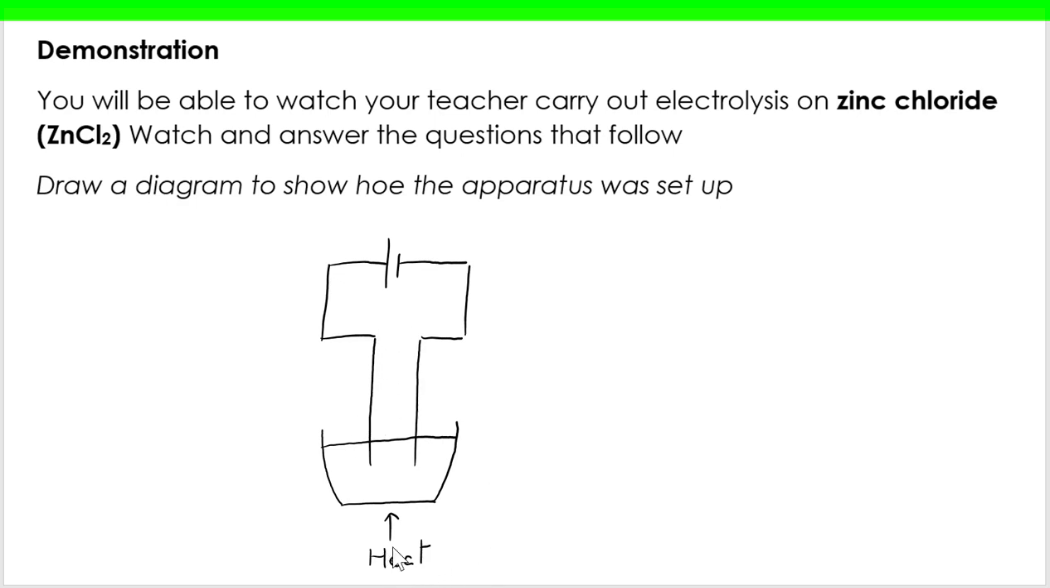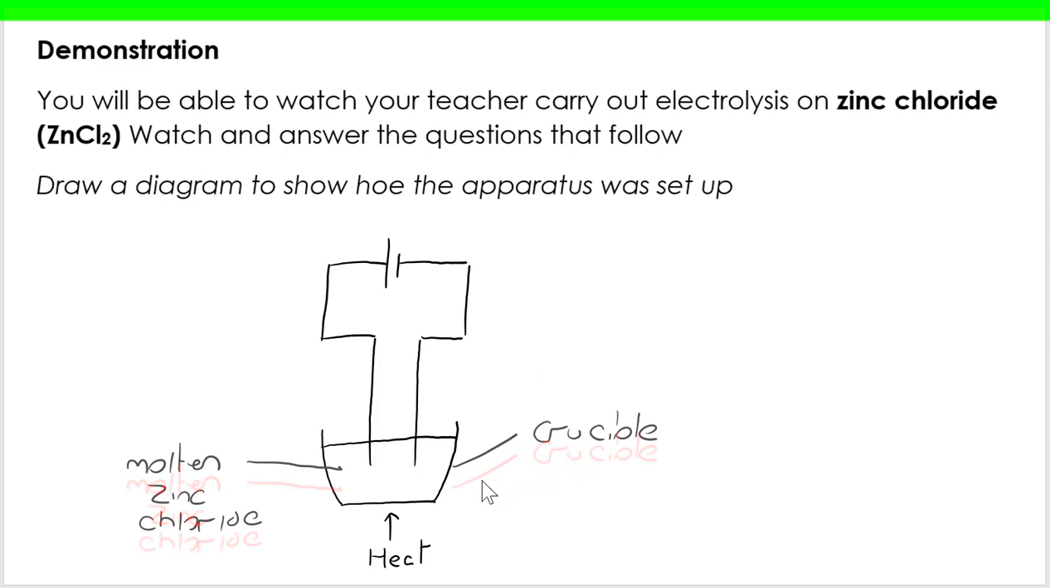I've also got heat down here. I need to heat for reasons I will come to in a moment, but I'm not going to draw a Bunsen burner. I actually need to show what each of these things are. I need to label it. So this is a crucible, and this is the molten zinc chloride. I've put zinc chloride in the crucible, I've heated it, so it's become a liquid. I don't need to label the electrical circuit because these are standard symbols for a cell and for wires.